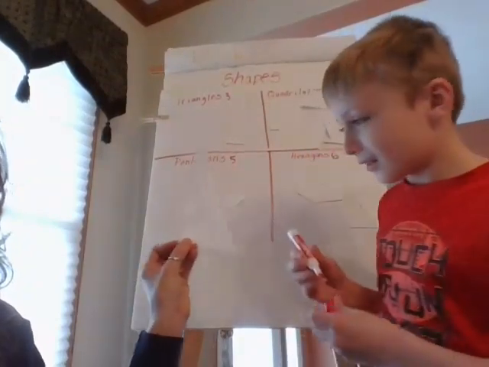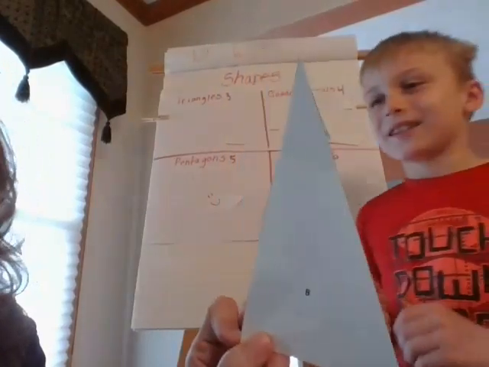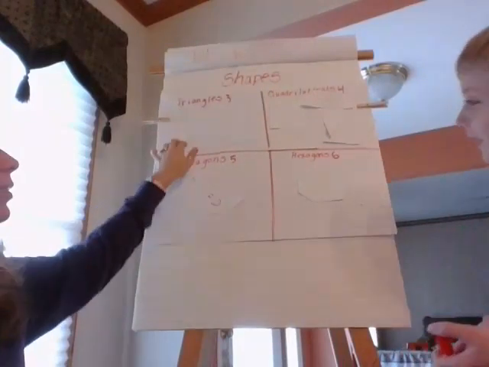What's this guy? Triangle. A triangle. How many sides? 3 sides. How many angles? 3 angles. How many vertices? 3. In the triangles it goes.